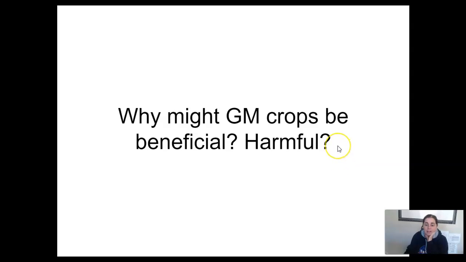Okay, so why might genetically modified crops be beneficial or harmful? I'd like for you to take a minute and pause this right here and write down what you think. Why do you think genetically modified crops would be beneficial or harmful? And maybe you have some strong opinions. Maybe you have done some background research on this already. If you haven't, just based on what we just talked about, you're probably going to have a very simplistic idea of why it may or may not be beneficial or harmful.